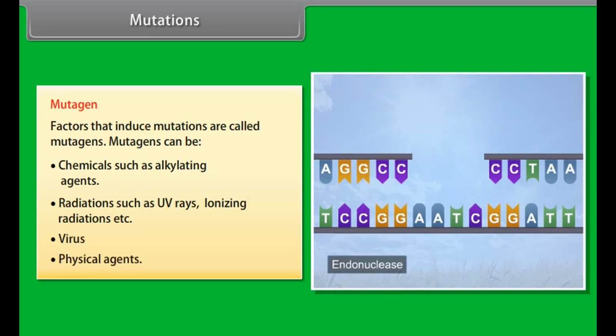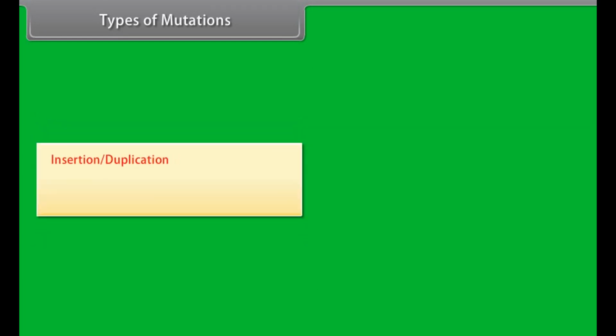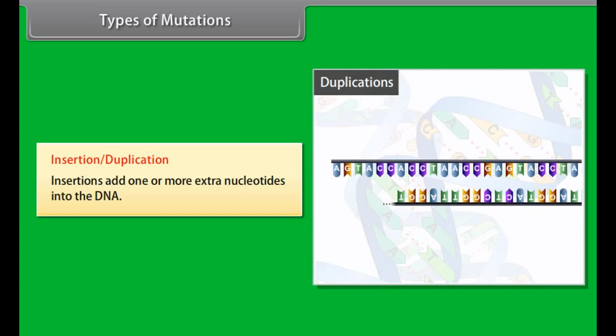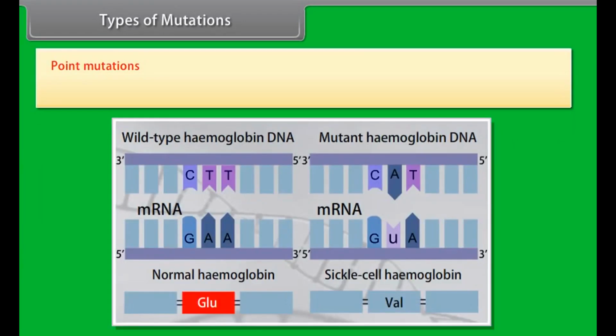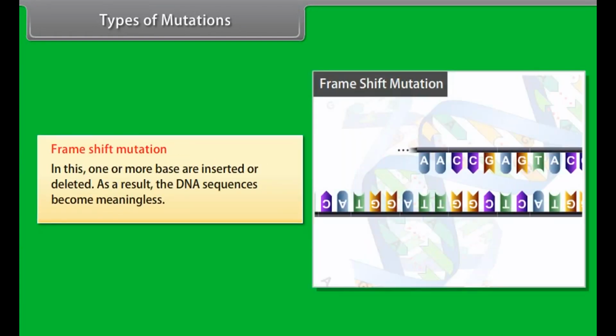Virus. Physical agents. Types of mutations. Mutations can be classified into the following types. Deletion. Deletions remove one or more nucleotides from the DNA. Insertion or duplication. Insertions add one or more extra nucleotides into the DNA. Point mutations. These are mutations arising due to the change in a single base pair of DNA. Frame shift mutation. In this, one or more bases are inserted or deleted. As a result, the DNA sequences become meaningless.